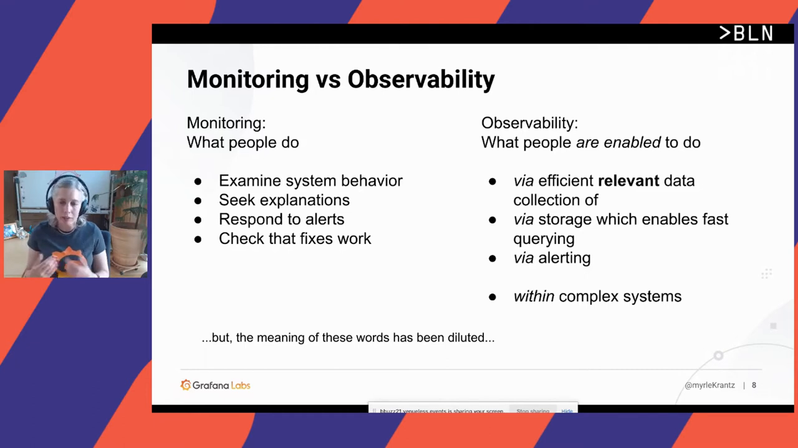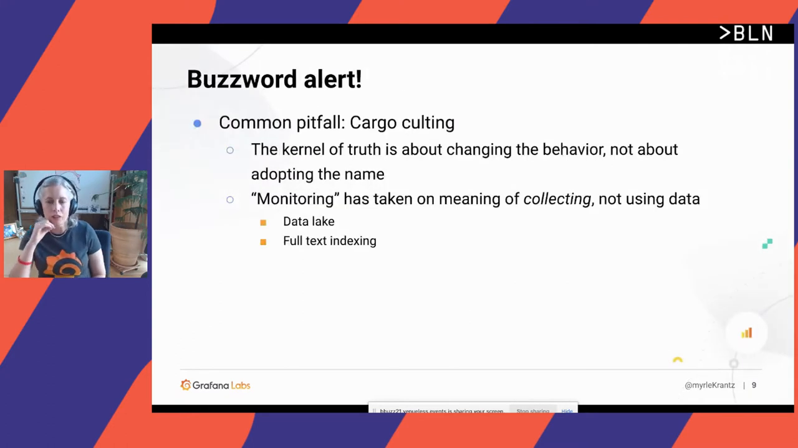But the meaning of some of these words has been diluted over time. There's a fair bit of cargo culting going on. So the kernel of the idea about observability is about changing the behavior. It's actually changing the companies in which these systems are applied. Monitoring, in some places, is taken on just the meaning of collecting the data and not using it. So you've got like a data lake or full text indexing. And these are all cool technologies, but what are they for?